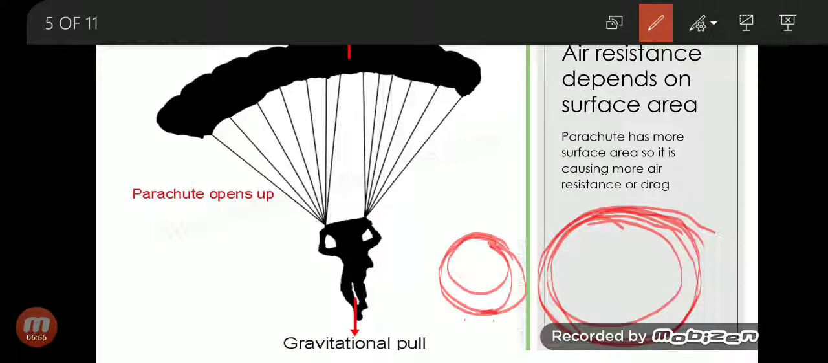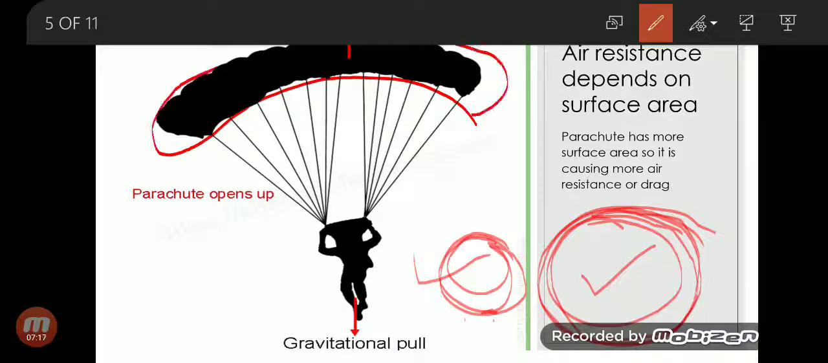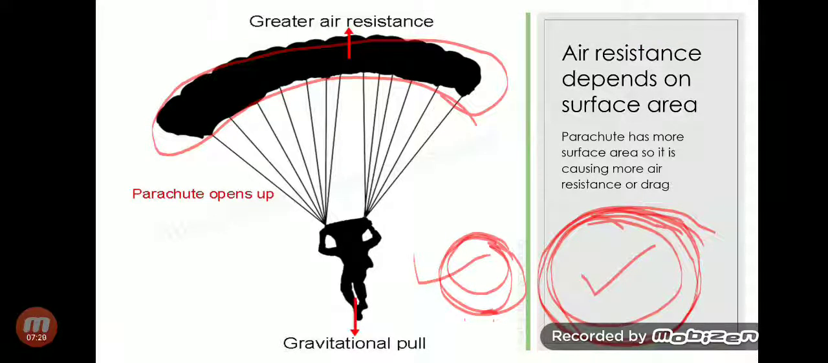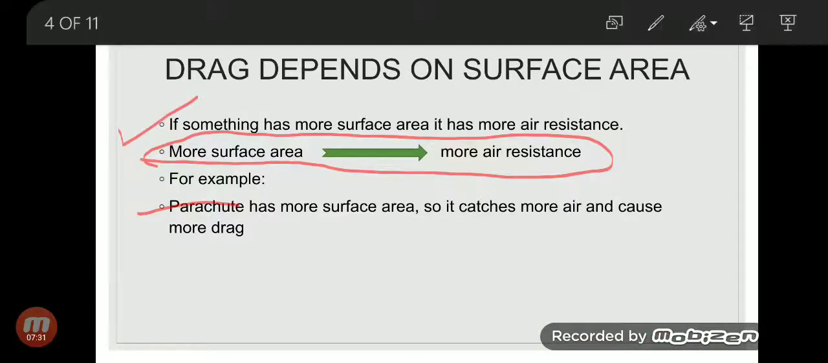All the surface of anything is its surface area. This ball has more surface area, this ball has less surface area. When you see a parachute, this parachute has a lot of surface area, so more air will go inside the parachute and it will cause more air resistance, because I have told you that more surface area means more air resistance.